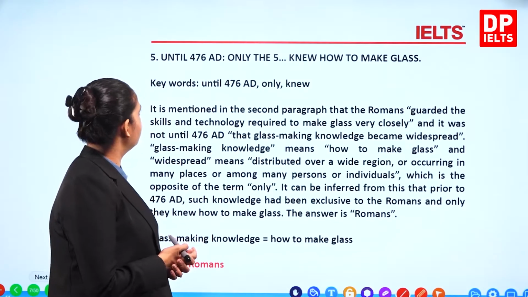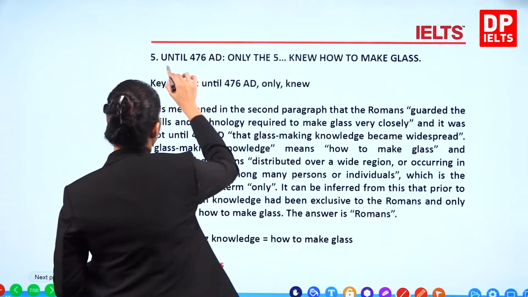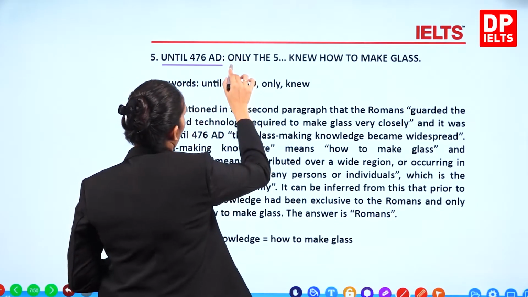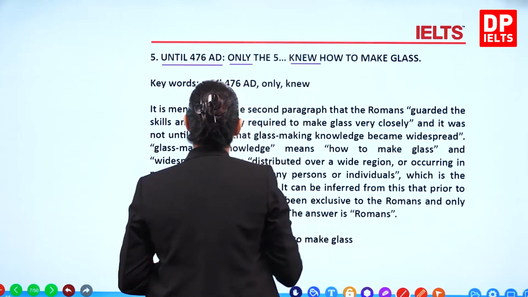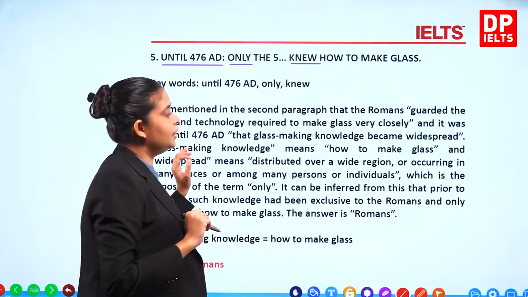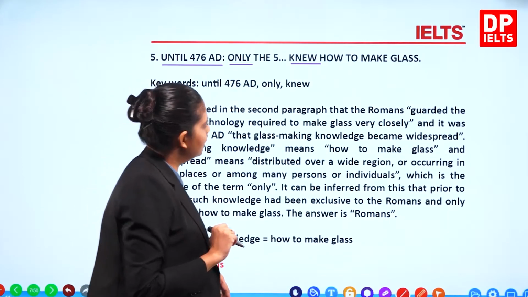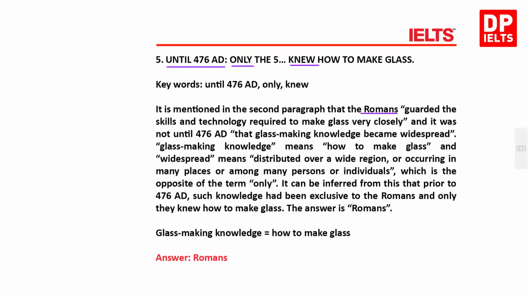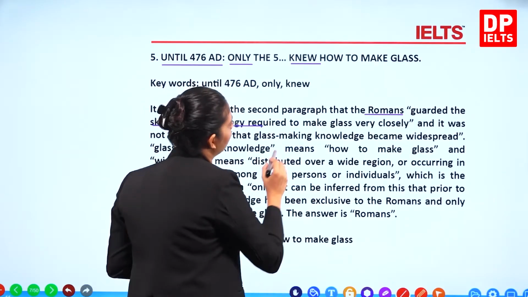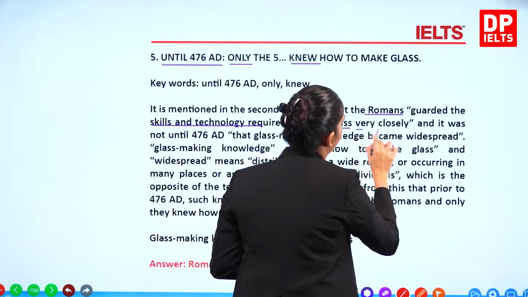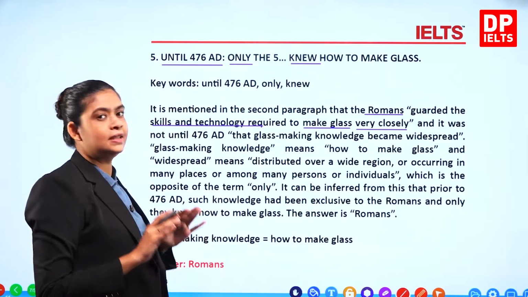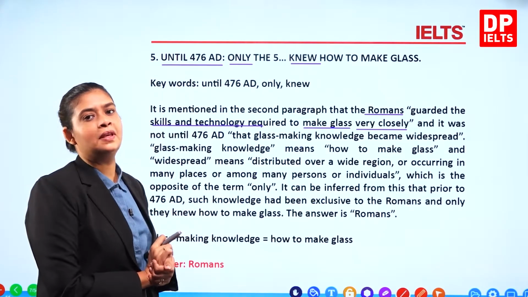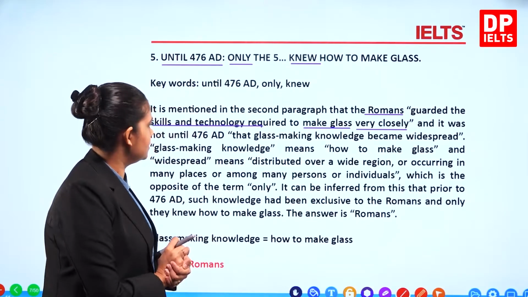Question number 5. Until 476 AD, only the blank knew how to make glass. Okay? So, in the second para, it is mentioned that the Romans guarded the skills and the technology required to make glass very closely. So when we say guarded, right, it's that they protected that specific method of making glass, right?